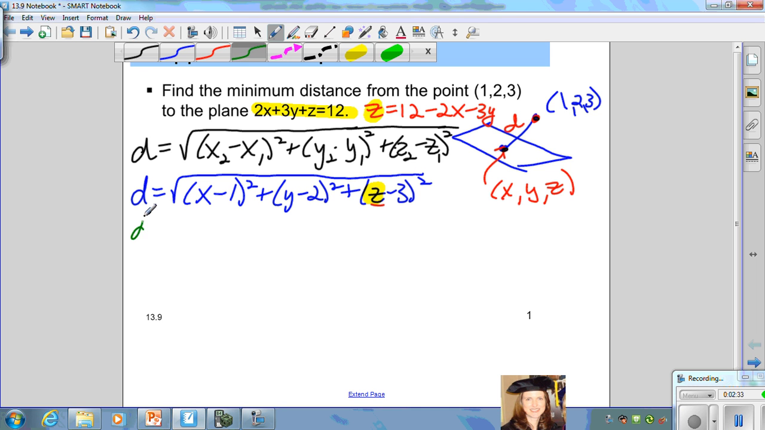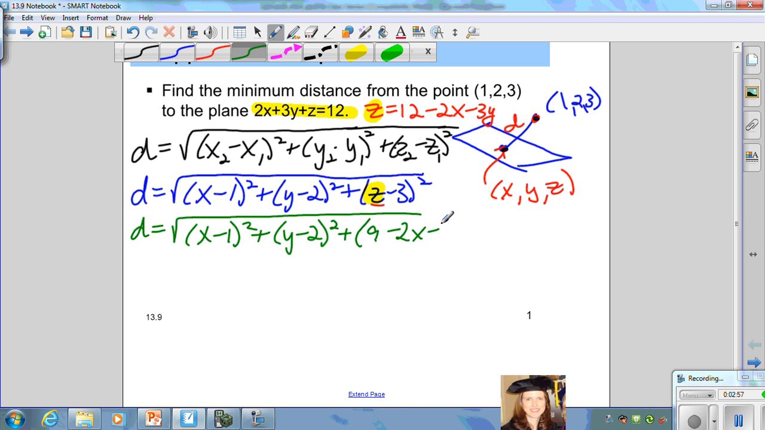When we do that, we get d equals the square root of the quantity (x minus 1) squared plus the quantity (y minus 2) squared plus the quantity, we're going to replace z with all of this, and then when we subtract 3 from that, we have 12 minus 3, that would be 9, minus 2x minus 3y, that entire quantity squared. So now we have the equation for distance, which is a function of 2 variables, and we can apply the second partials test.